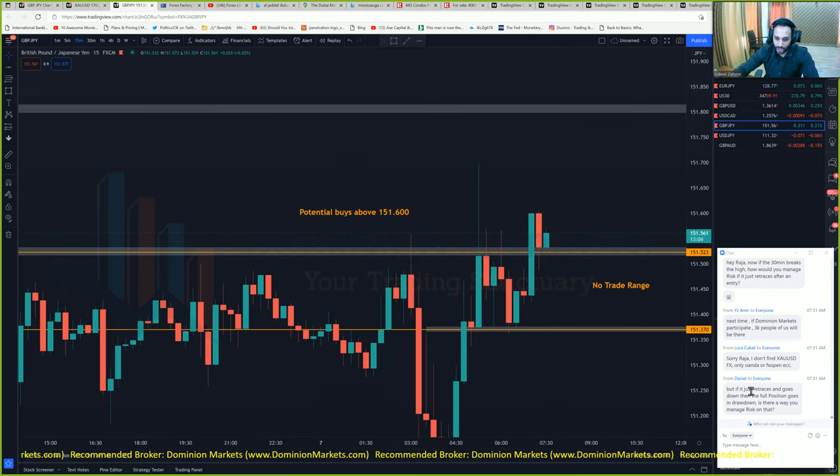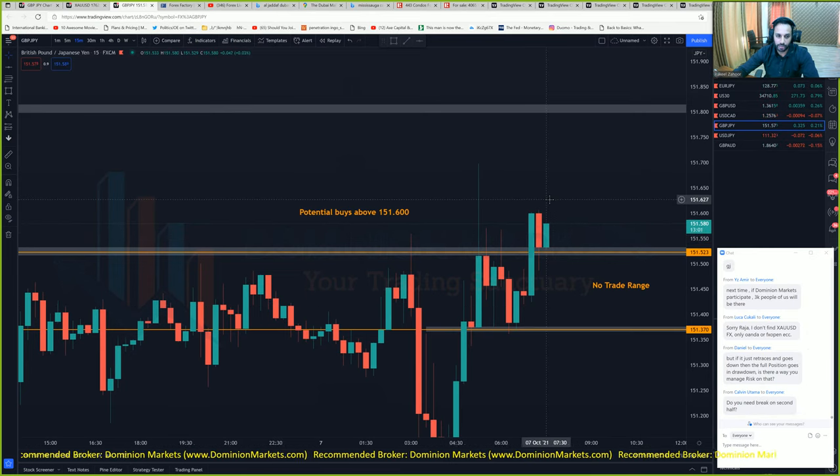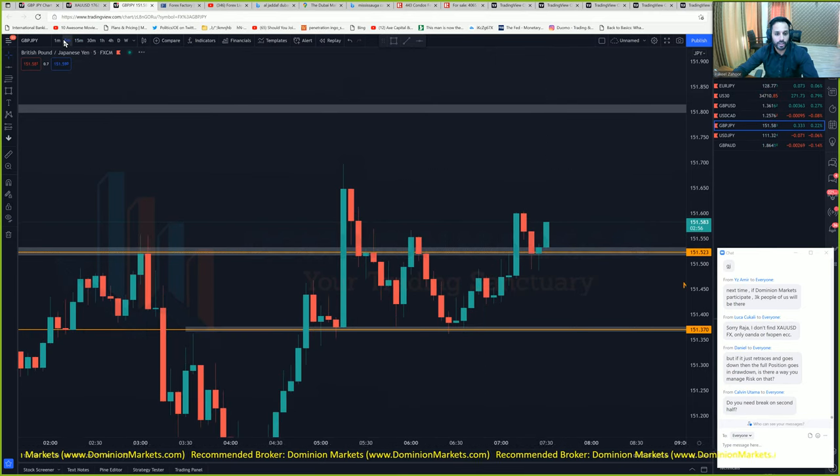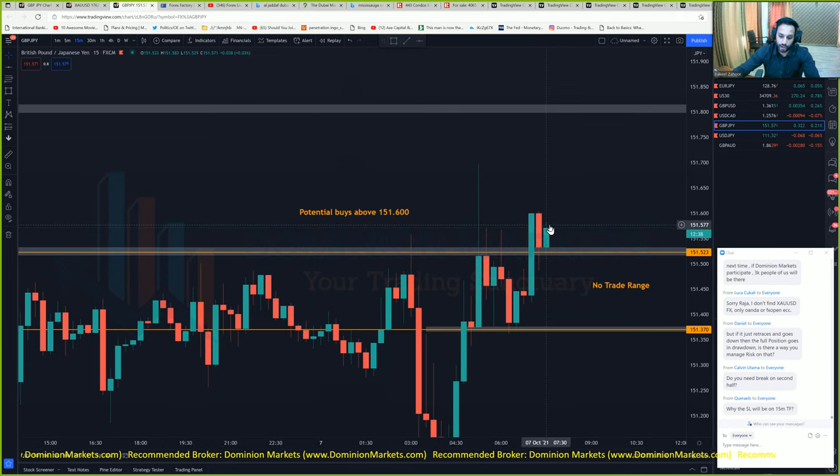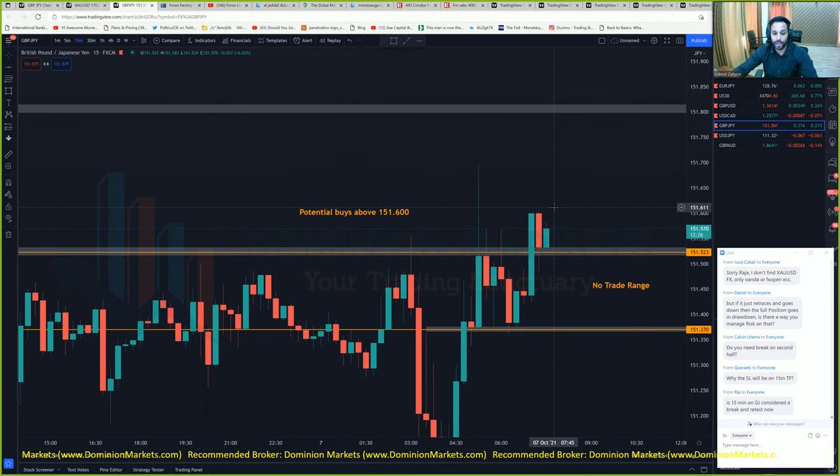But if it retraces and goes down with pull position and drawdown, is there a way you can manage risk? Yeah, it's up to you how you want to manage risk, right? If you get stopped out because the stop loss is right here, you get stopped out. Or if you want to manage risk on a 5-minute time frame, if it breaks above the high, it's what you're expecting price to do. If you're expecting it to break the high and continue up, awesome. But if it doesn't continue up and goes back into drawdown, then it's up to you whether you want to close 50%, 25%, or 75%. What do you want to do at that point? That's something you have to plan ahead of time. What are you expecting price to do? And if price doesn't do that, how are you going to manage your risk at that point?